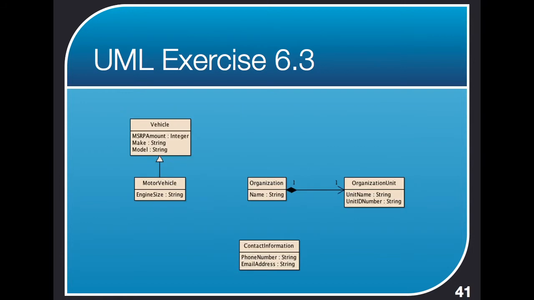So here's our solution. We've added a class for organization unit, given it a unit name and a unit ID number, both of those being strings. And then we've added a composition arrow to show that organization unit is something of which an organization is made up, but that the organization unit cannot exist without the organization. The concept doesn't make any sense without the concept of it being part of an organization.